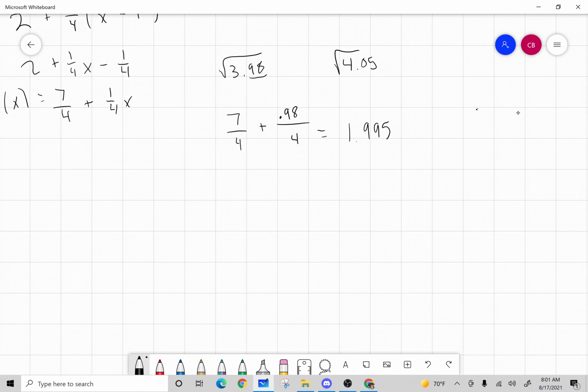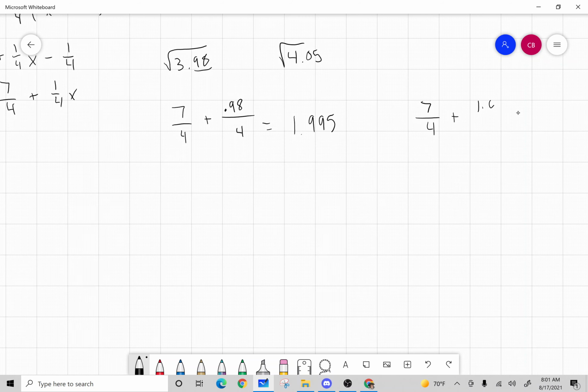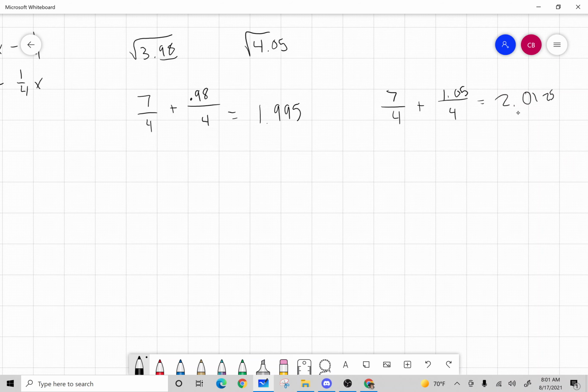Then same thing here, we're going to do it with the 0.05. So 7 over 4 plus 1.05 over 4, plus 0.05 divided by 4, which equals 2.0125.